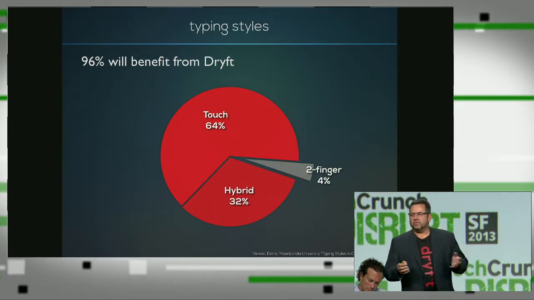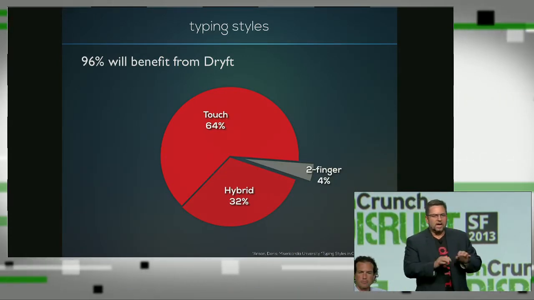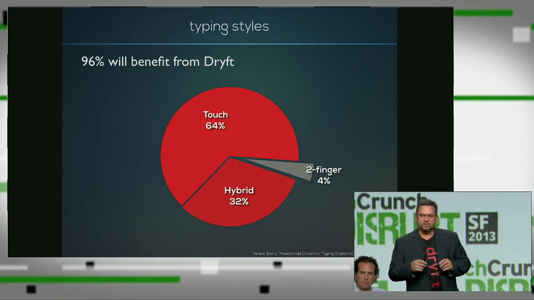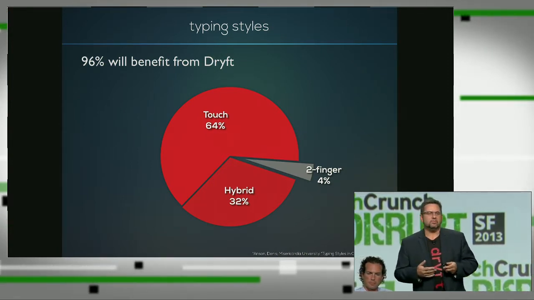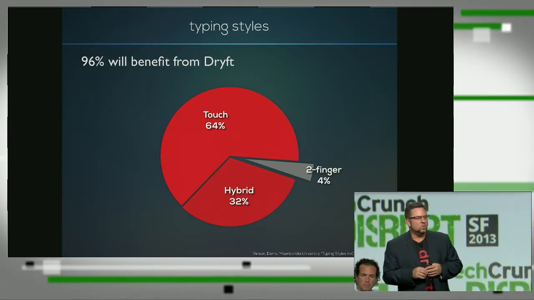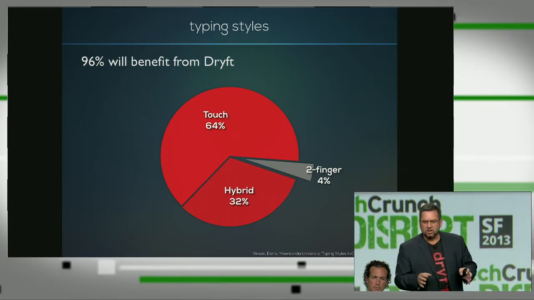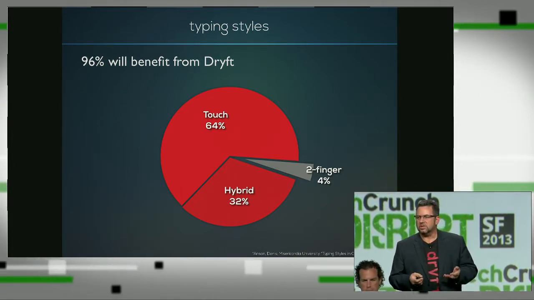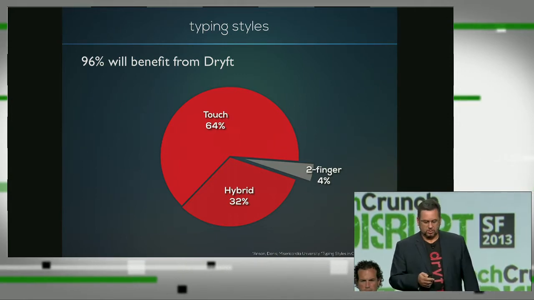So what's so important about this? I mean, is it really relevant? Aren't people happy just typing on their tablets? It turns out about 96% of us typing have built up memory typing skills. We're either touch typists or hybrid typists, we call it, where at least some of our typing is done without looking. That's who Dryft is for. We let you type naturally without looking on the screen of your tablet.